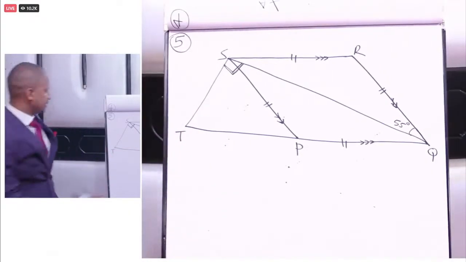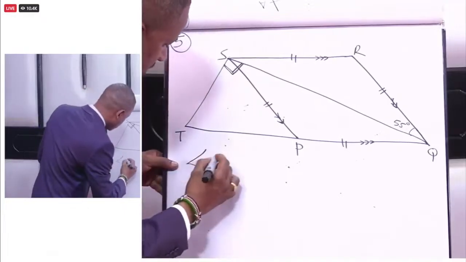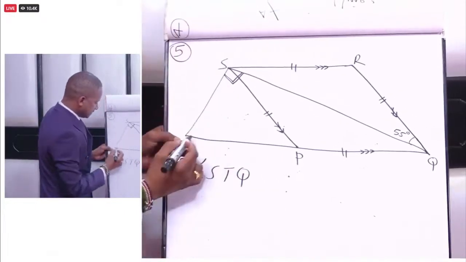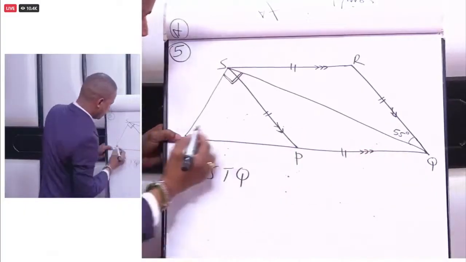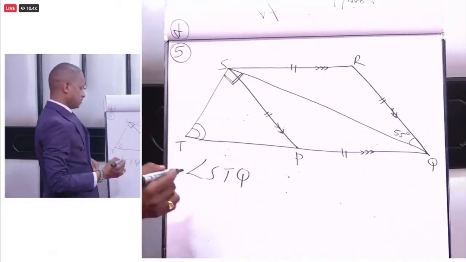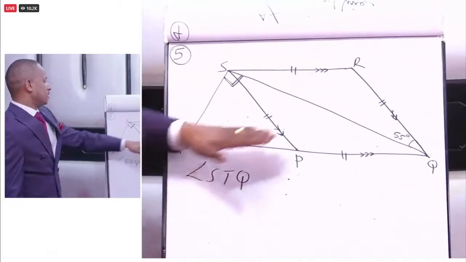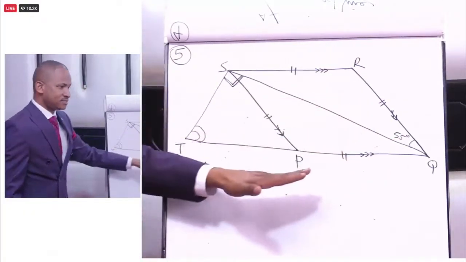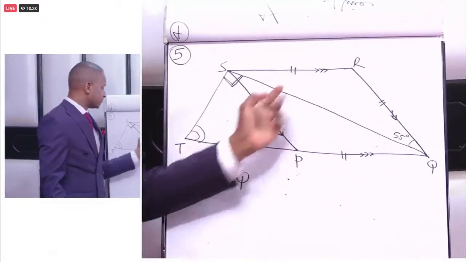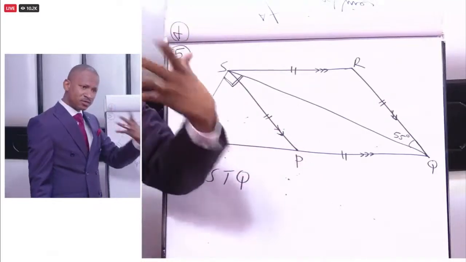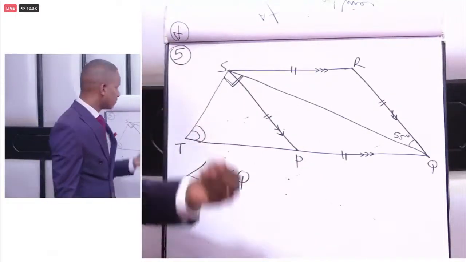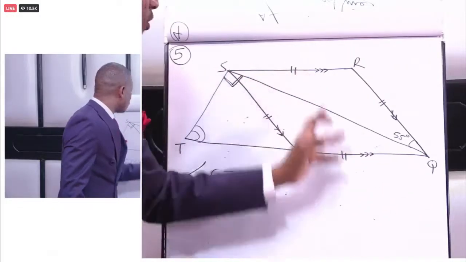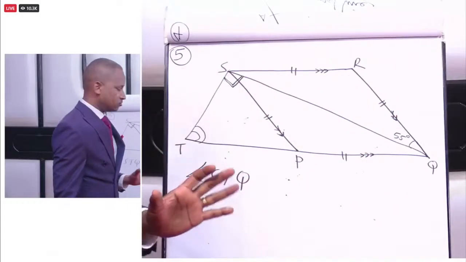Size of angle STQ. This angle. This is what they want. This is the only thing you've been given. But you are also told that this is a rhombus, and they will not mark this for you. It is for you to find out what a rhombus is. All the sides are equal. Then the two opposite sides are also parallel to each other.